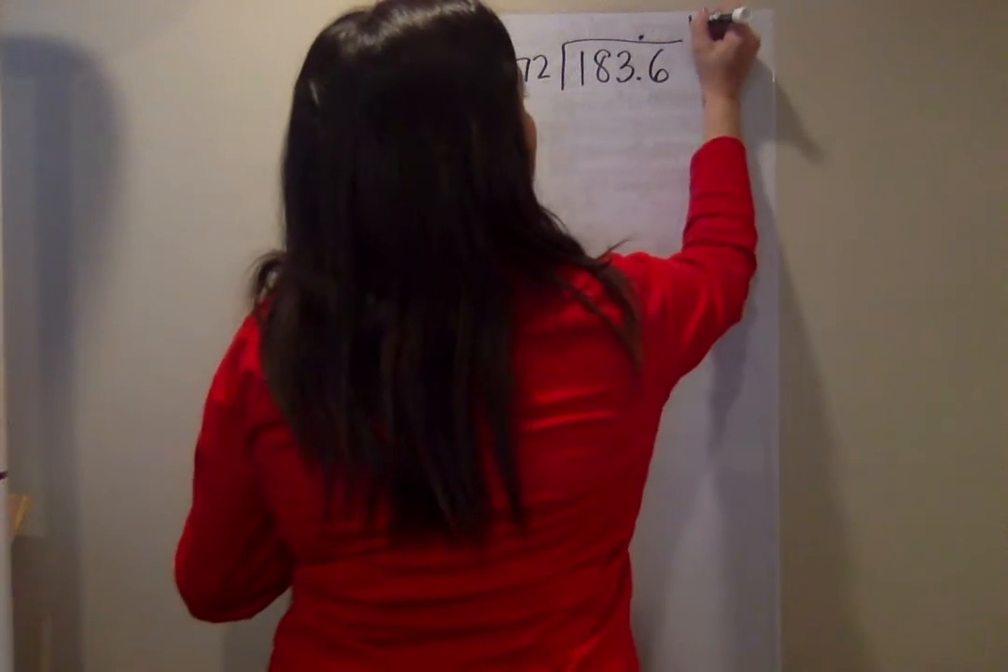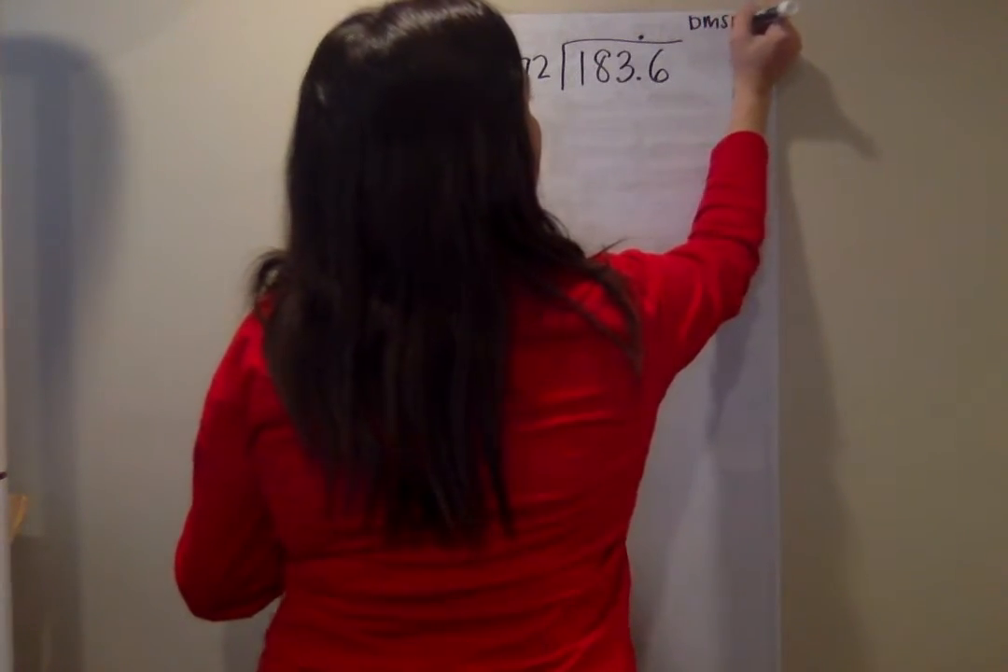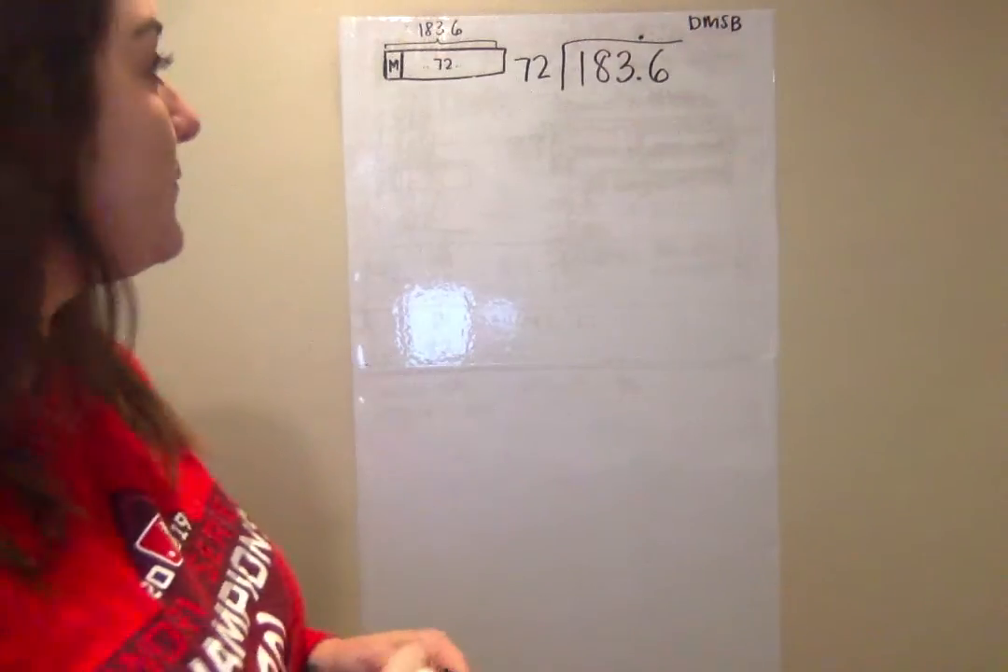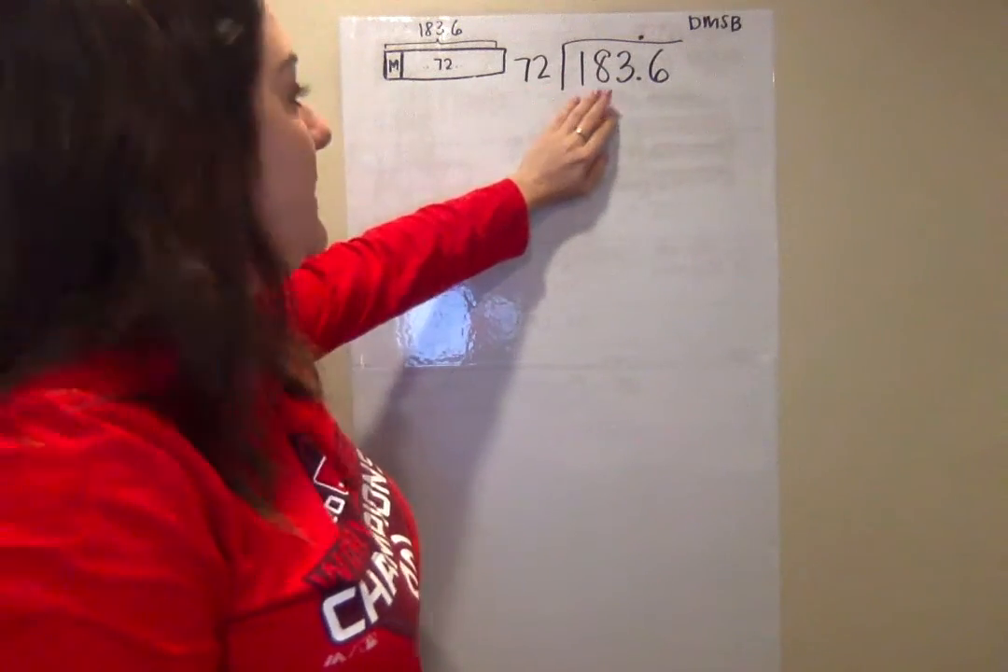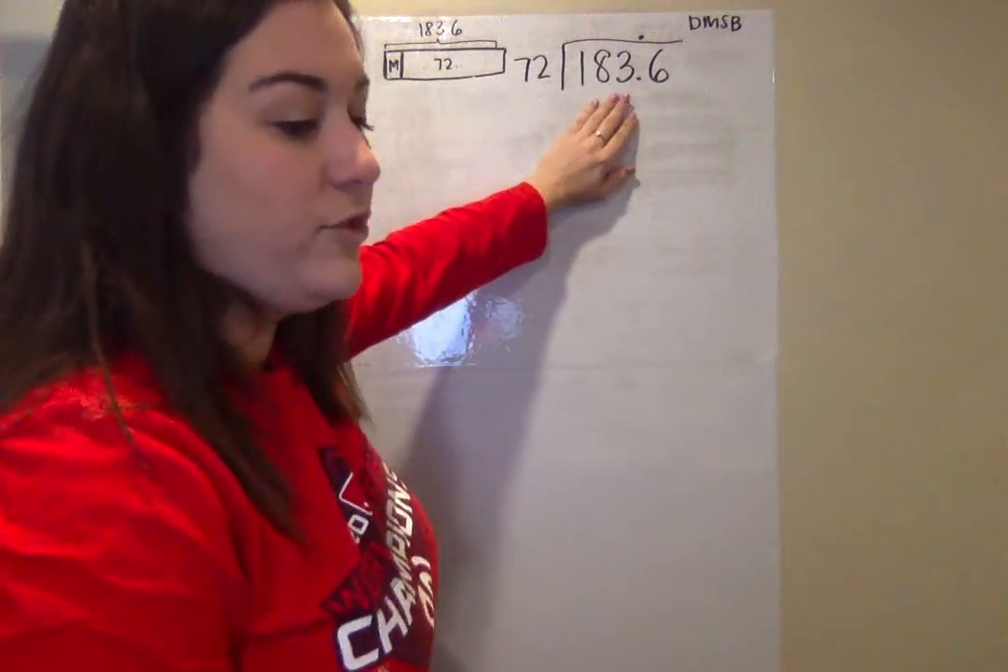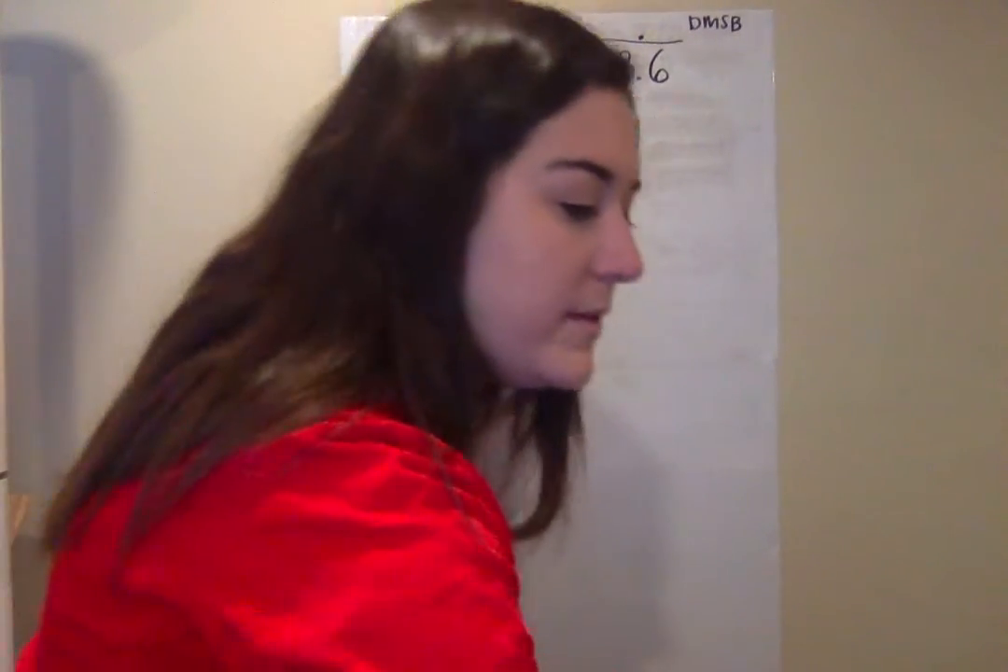Remember our division steps: divide, multiply, subtract, bring down, okay? So I'm going to start with 72. Does 72 go into 1? No. Does it go into 18? No. Does it go into 183? Yes. I also worked this out ahead of time.